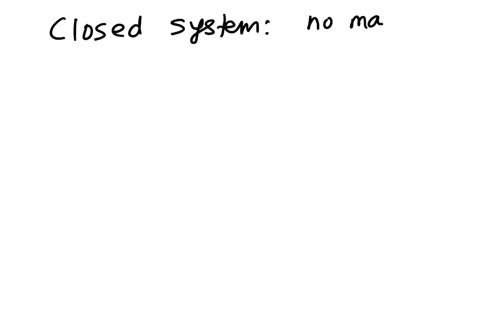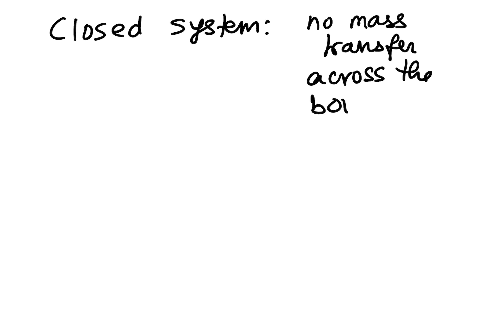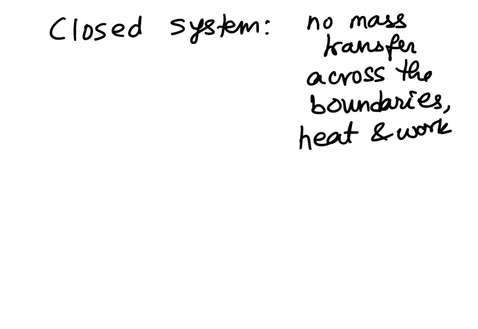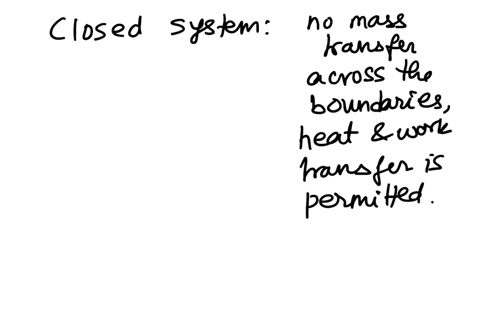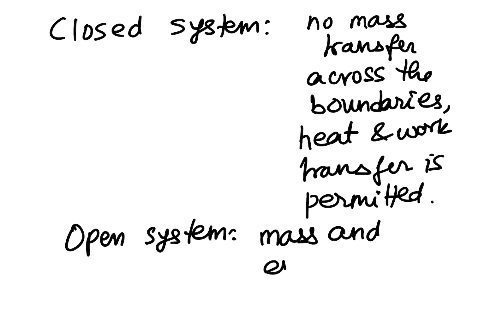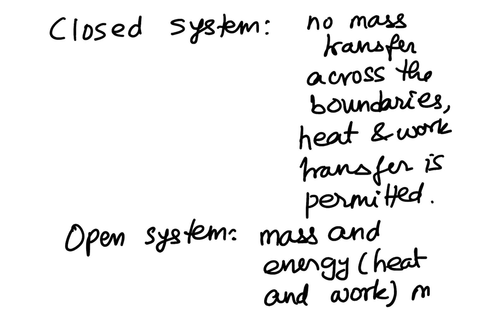Now, in previous units, we saw what is called a closed system, one in which there is no mass transfer across the boundaries, but there is heat and work transfer permitted. Opposite to a closed system, one can think of an open system where both mass and energy in the form of heat and work may flow in and out of the system.